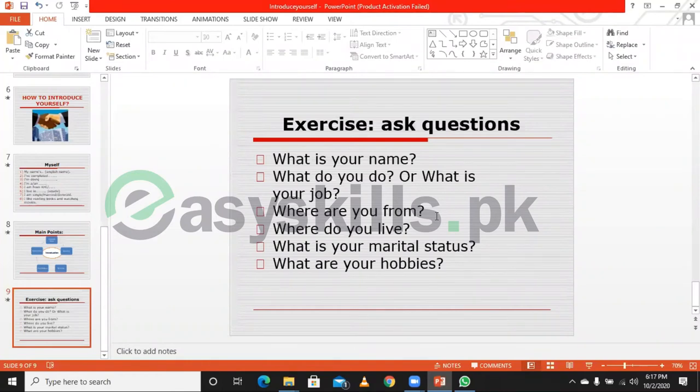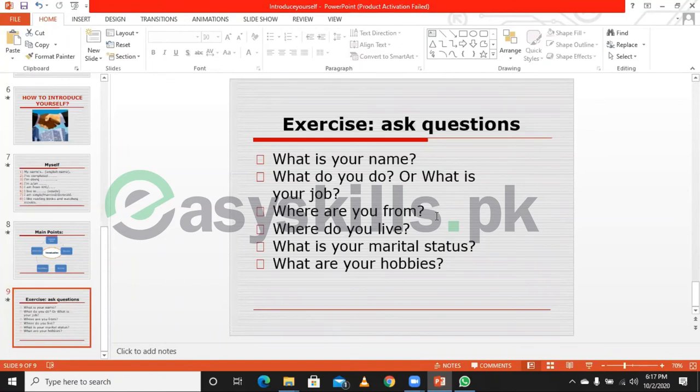Where do you live? I live in. You can tell a specific point, a specific area, town. Where do you live? I live in New Karachi. Where do you live? I live in any place. What's your marital status? Aap shadishuda hain? Are you married, single or not? You can answer this question.